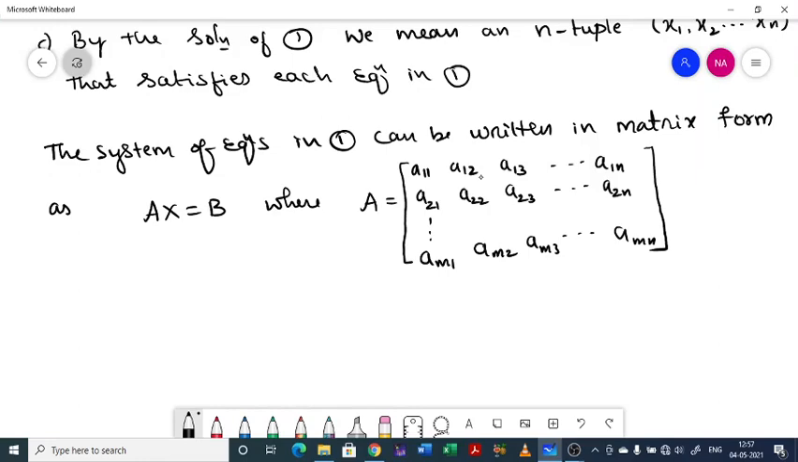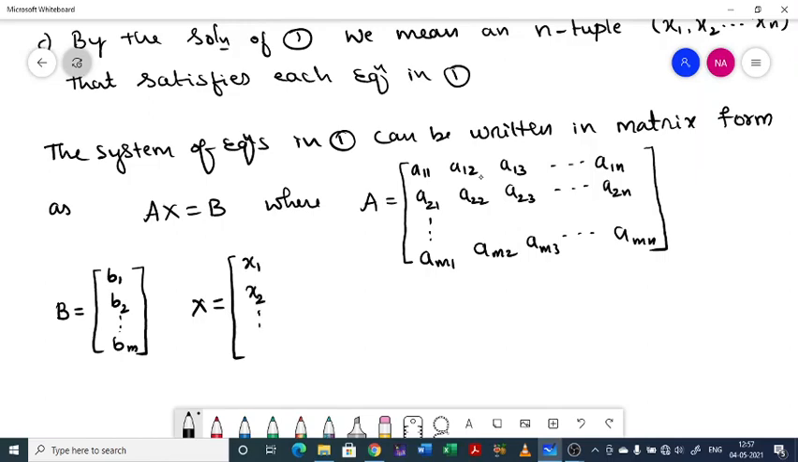And what is B? B is a column vector B1, B2 and so on, Bm. And capital X, again it is also a column vector x1, x2 and so on, xn. See, order of this matrix is m by n. Order of this matrix is there are m rows and one column. Here n rows and one column.